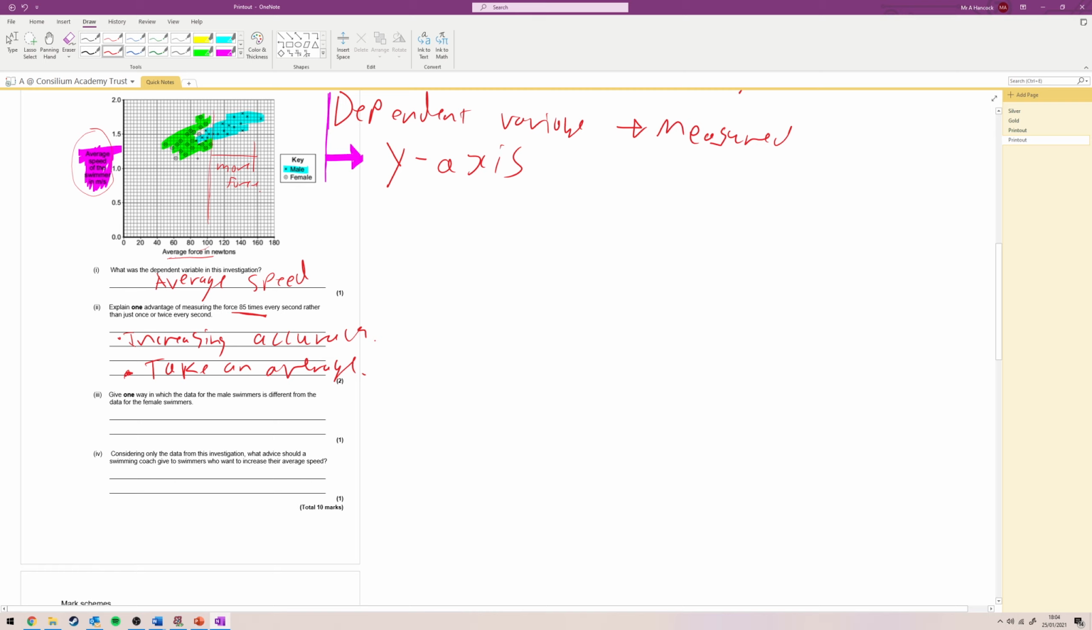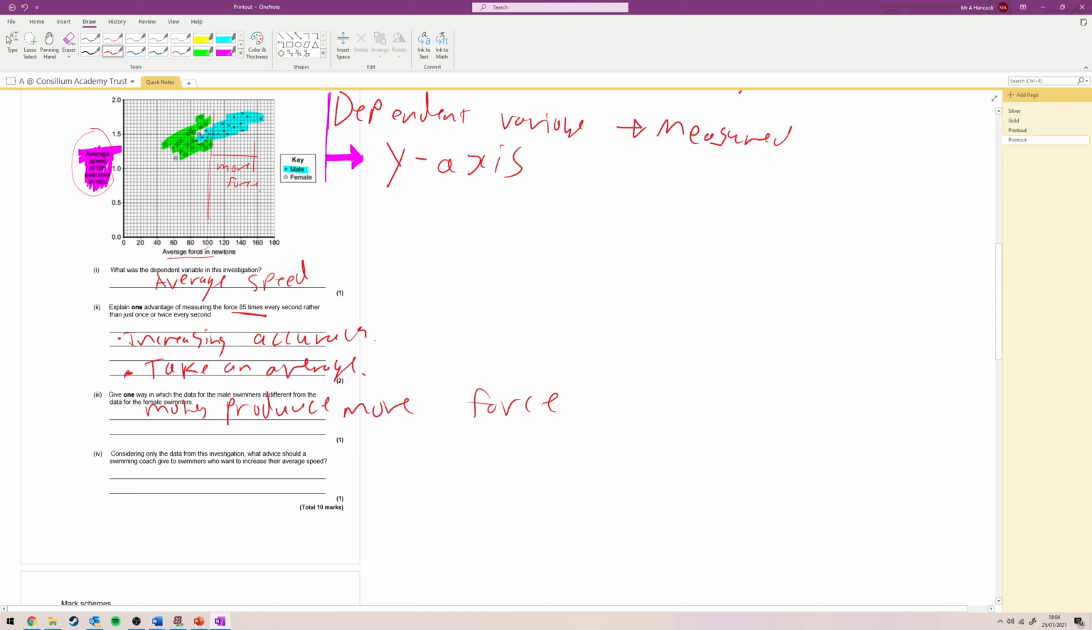So there's one way that the male swimmers are different, and actually that's probably the best one because they're quite similar everywhere else. I mean, on average, the males could swim slightly faster, but it's only by a bit, and the top male, the top female are very, very close. So I like to say that males produced more force.